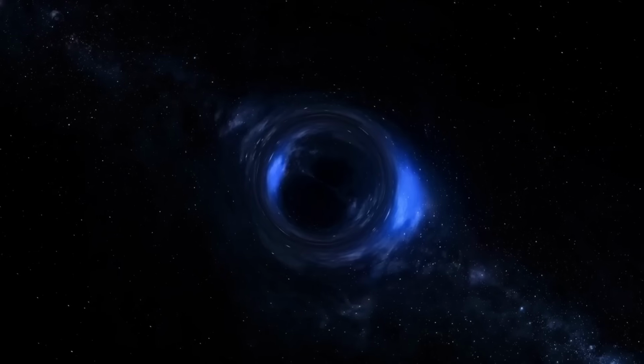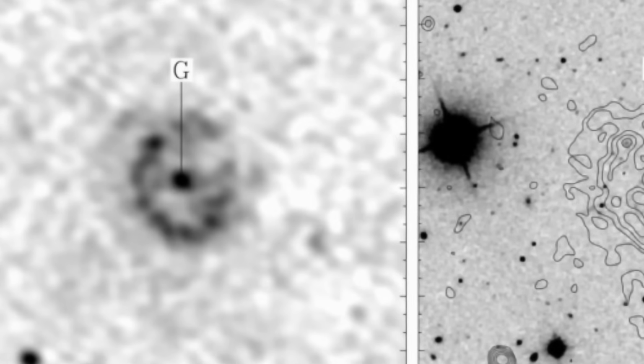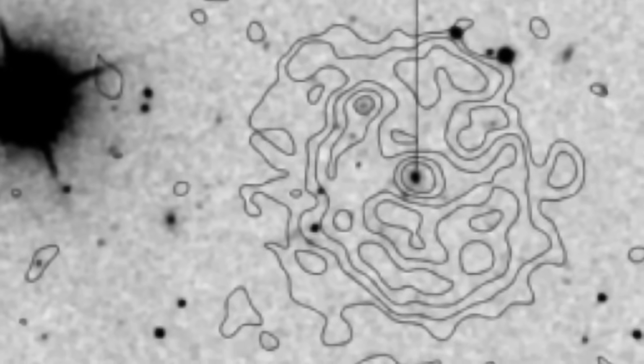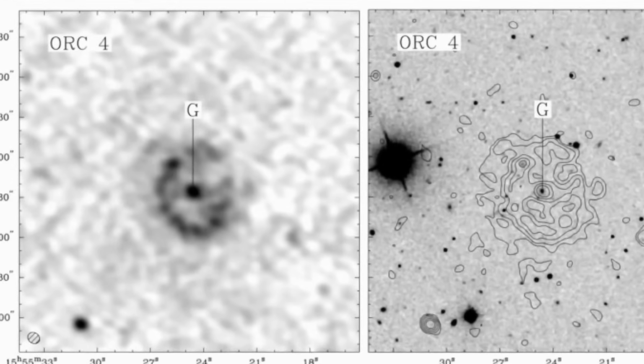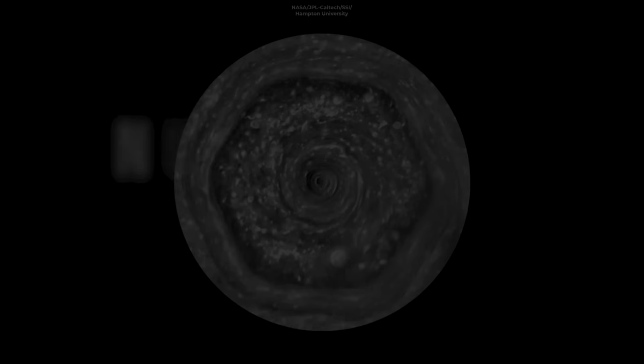ORCs don't look like any known space object. They're not galaxies, not exploding stars, and not black hole jets. Just vast, circular radio structures hanging in space with no clear origin.